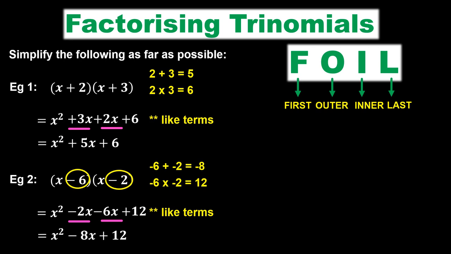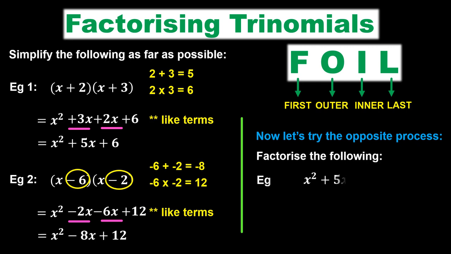So that's worth remembering. Now let's try and use that same technique. If we start with a trinomial, we want to try and figure out what brackets would have given us that trinomial. So let's try and factorize the following. The first number I'm going to start with is the last number. Now remember, when we look at example 1 and 2, the two numbers had to multiply to give me that last number. So 2 times 3 gave me 6, and 6 times 2 gave me 12. The other thing we have to remember from example 1 and 2 is if I added those two numbers, I got the middle number.